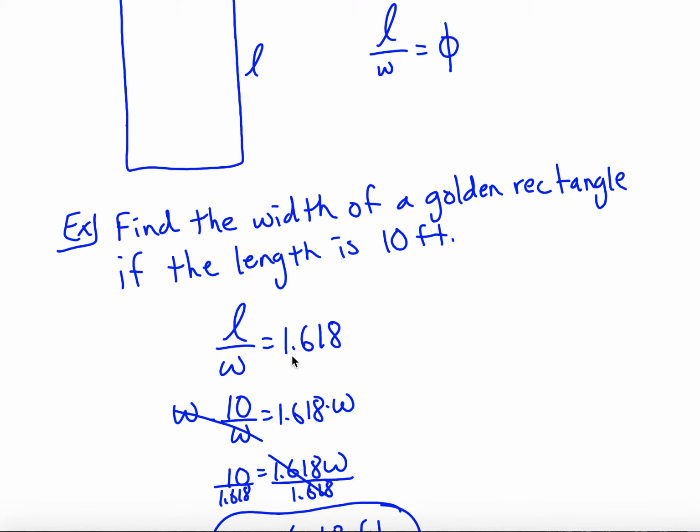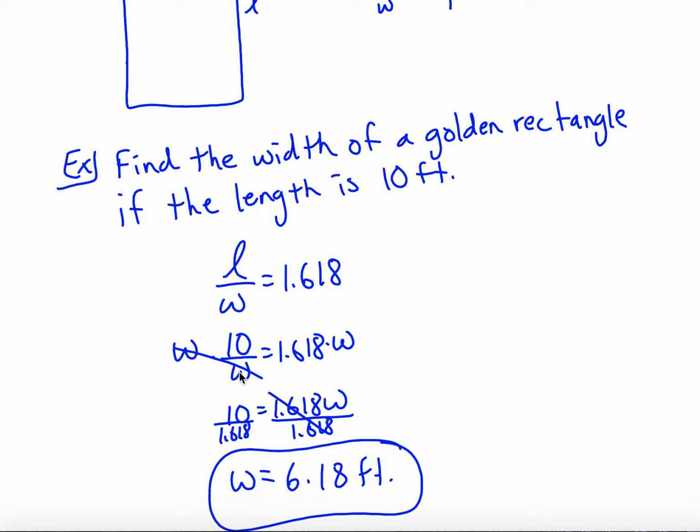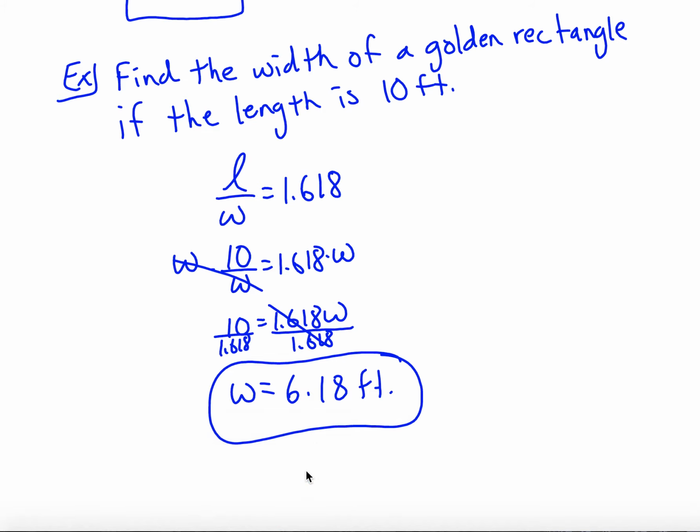The length over the width, since it's a golden rectangle, is approximately 1.618. I want to find the width. So I've got 10 over the width equals 1.618. Multiply both sides by the width to get rid of the fraction. So 10 is equal to 1.618 times the width, and then divide both sides by 1.618. That gives me a width of approximately 6.18 feet.